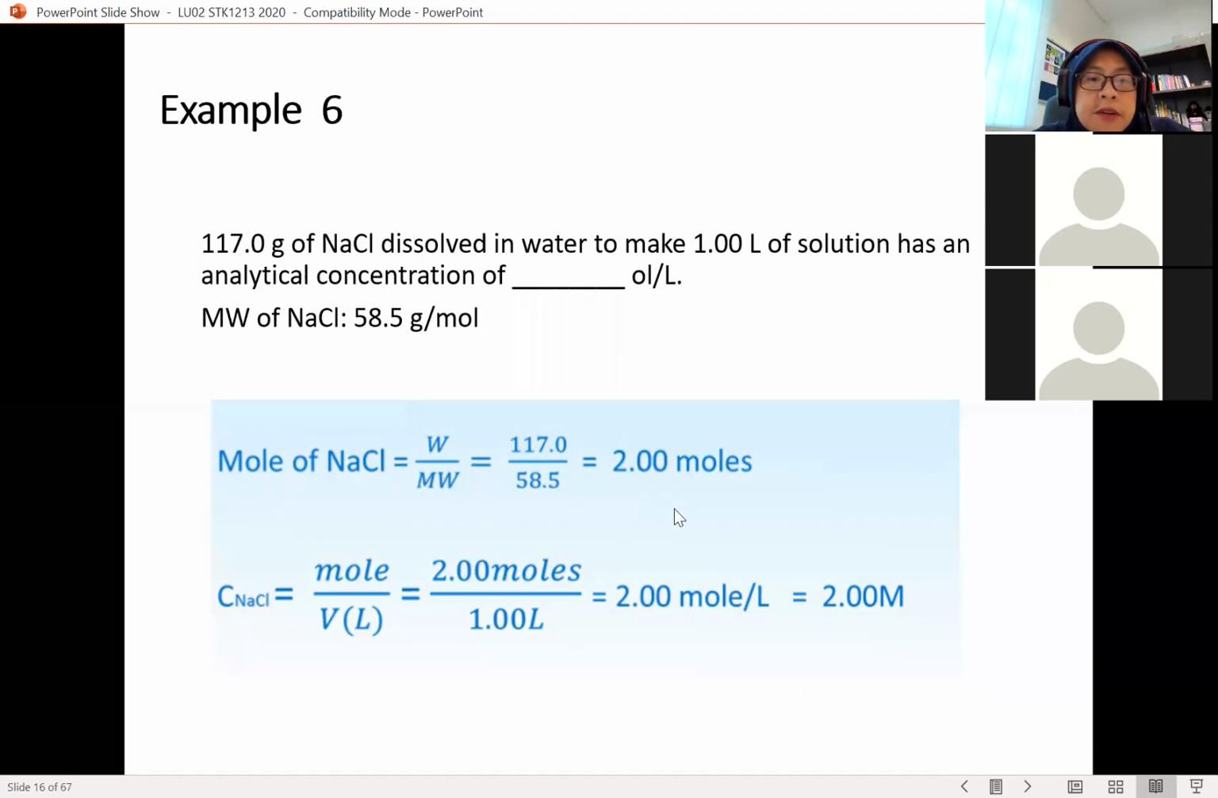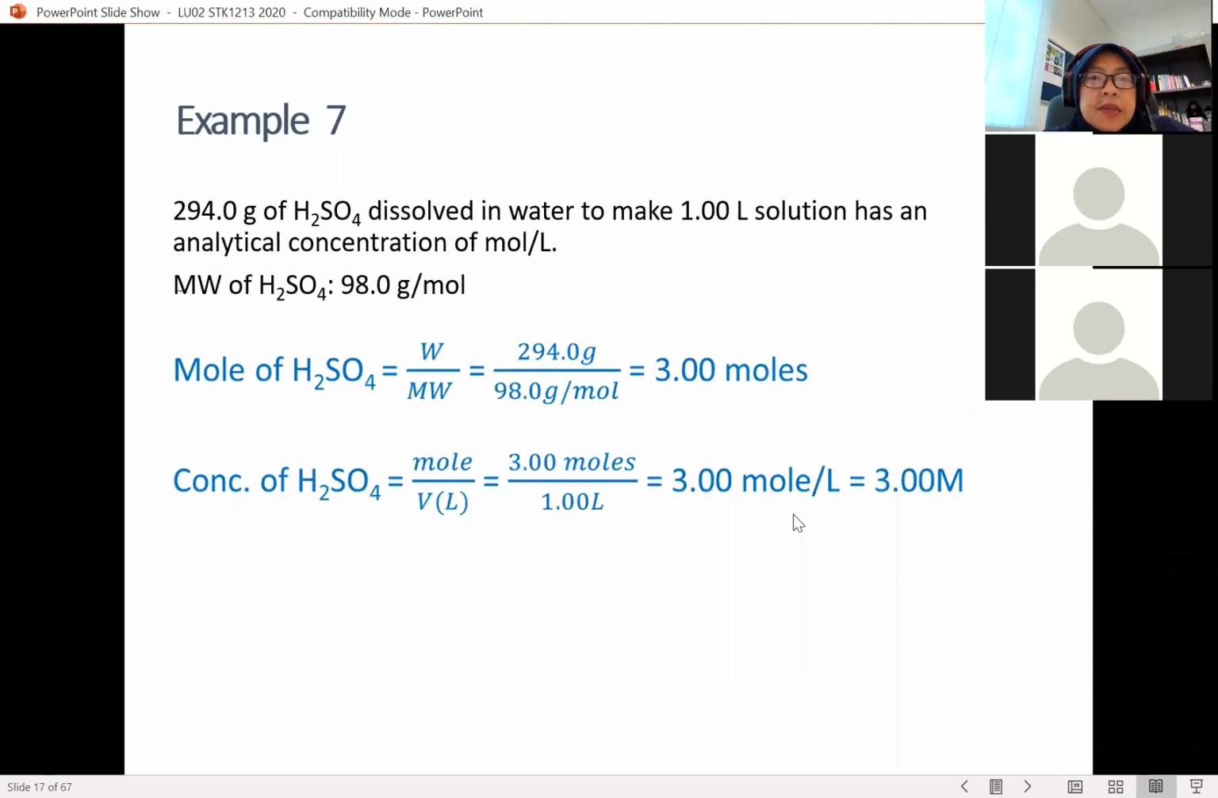Okay. From the mole, you can calculate molarity. Molarity equals moles, which is 2, divided by 1 liter. So you have 2 molar. Okay, all right, another example.